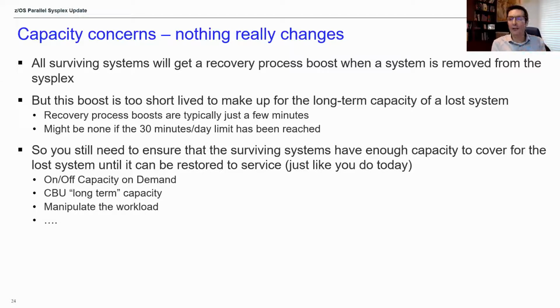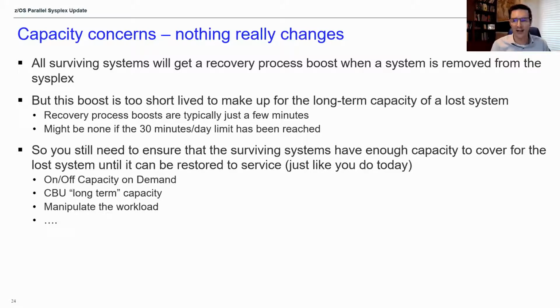And so what am I going to do so that I can still meet my SLAs, or that I can live with that? Whether you're using on-off capacity on demand to give a little more horsepower to the non-failed systems while the failed system is coming back up, so I continue to make my workload and I don't have too much queuing going on, or whether you manipulate the workload in some way, the bottom line is that capacity planning is still required here.